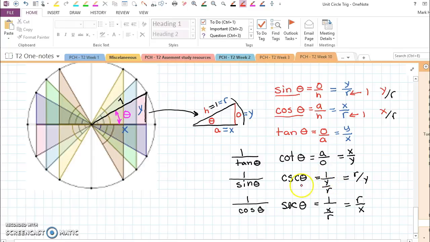1 over y over r is cosecant, or 1 over sine. Secant is 1 over cosine, is 1 over x over r. Those simplify to r over y and r over x, keeping in mind if we were on the unit circle, we have 1 over y, or 1 over x, because the unit circle, the radius is 1, but that's not always the case, as you'll see with some coming problems.